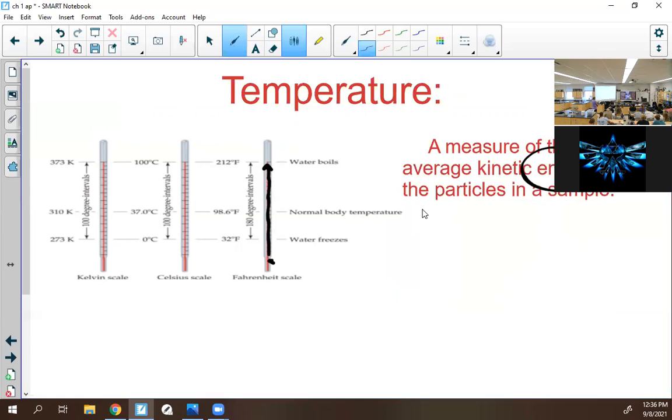Temperature. Temperature is a measure of the average kinetic energy of the particles in a substance. So it really is measuring how hard the particles are hitting the thing you're using to measure the temperature. I mean, all these are used all throughout this year.